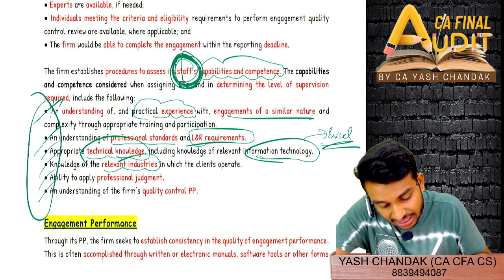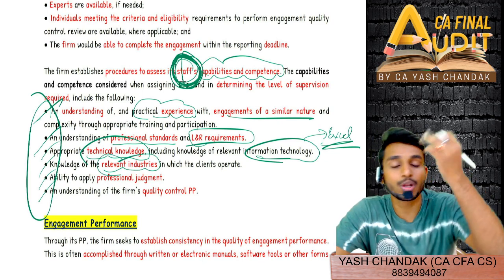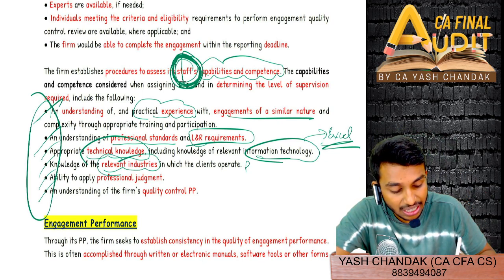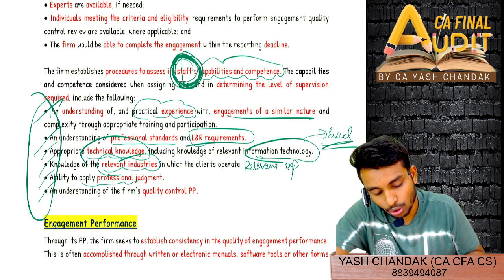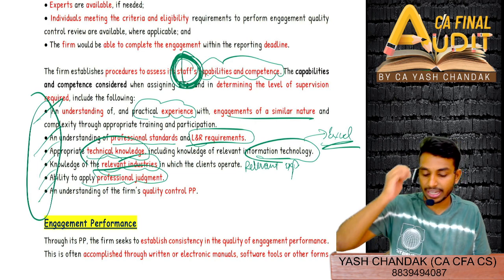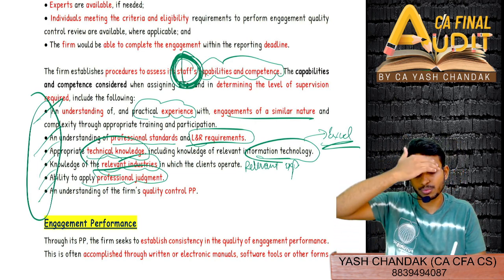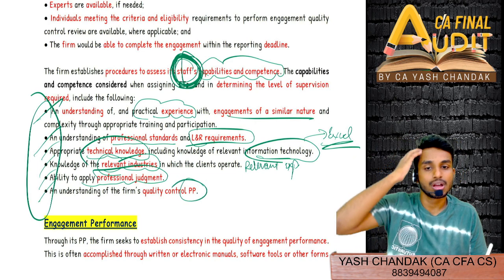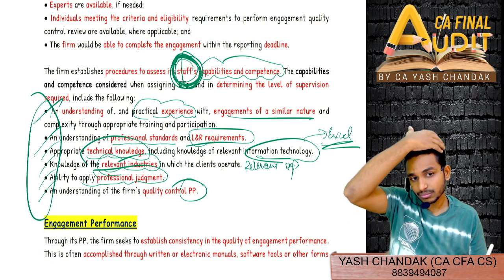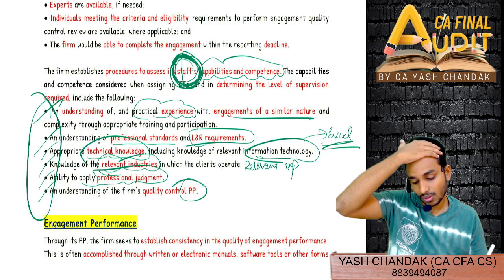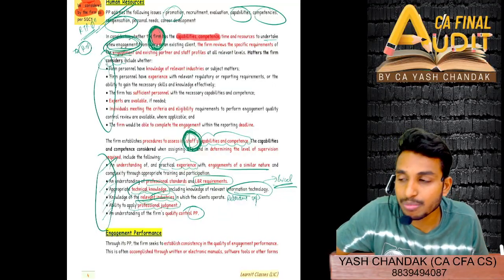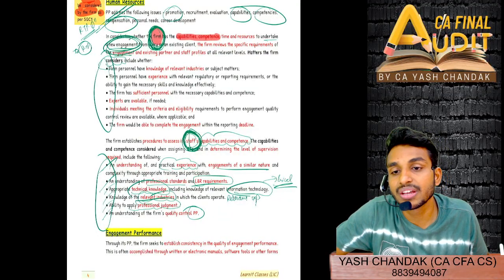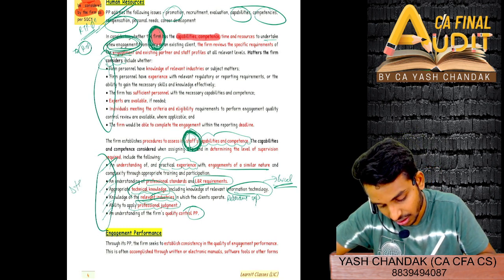Then knowledge of the relevant industry. Above was the number of years of experience, here is relevant experience, and then the ability to apply your professional judgment and understanding of the quality control policies and procedures. So here we are assessing the firm's experience and the firm's knowledge level, firm wide, and here staff wide.